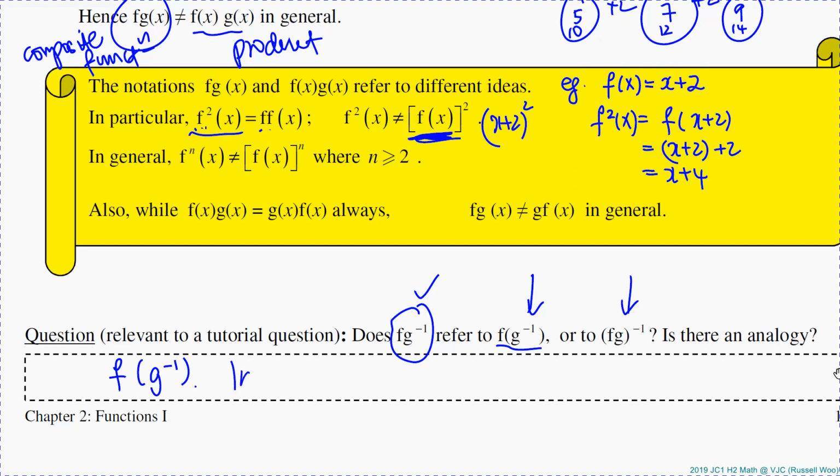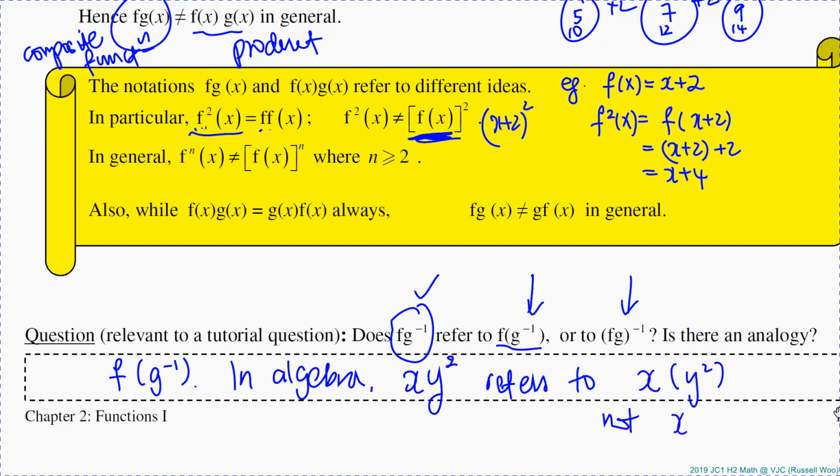In algebra, when we write x, y squared, what does it refer to? We actually mean x, y squared, not x, y whole thing squared. Am I right? So why should we do something different for functions? Agree? Yes? So by definition, the moment you see this, it means this one, not this. Okay.